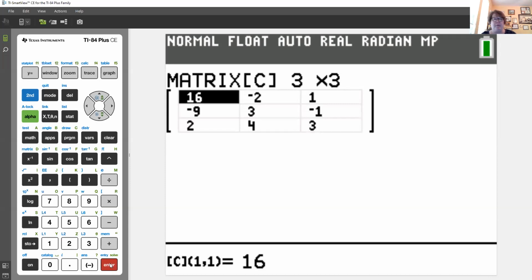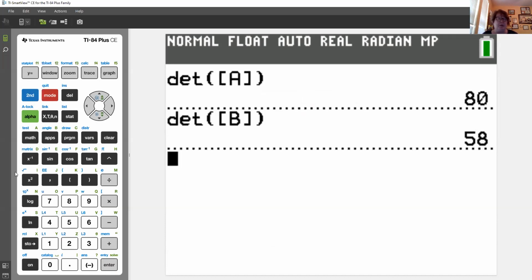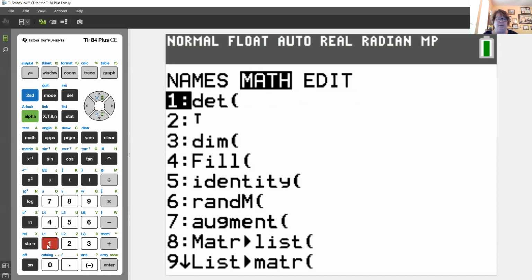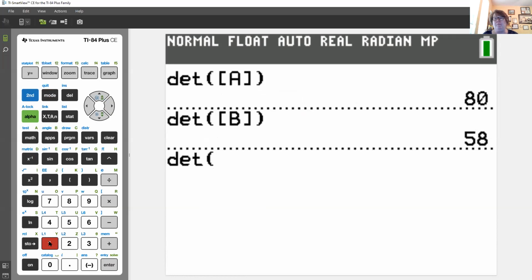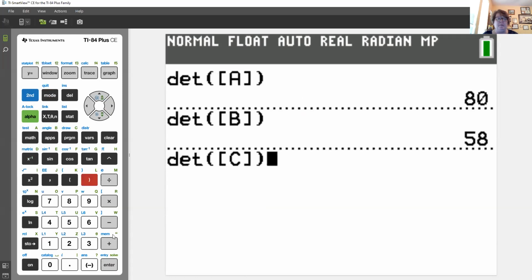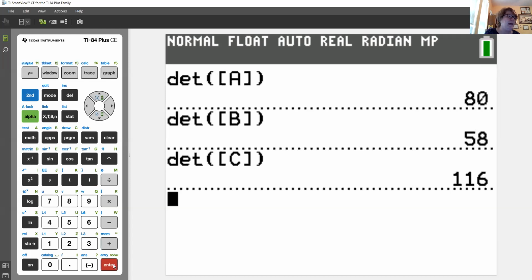Okay, I'm going to make sure that I have that inputted correctly. Just do a quick check. I don't want to make another mistake. It looks good. So I'm going to exit out of the matrix menu, and let's go ahead and find that determinant. So go back in my matrix menu, go to Math. Number 1 is determinant. I'm going to find the determinant of matrix C because that's where I put that. Go back into matrix, choose C, that's number 3, and I get 116. So I'm going to write that down.